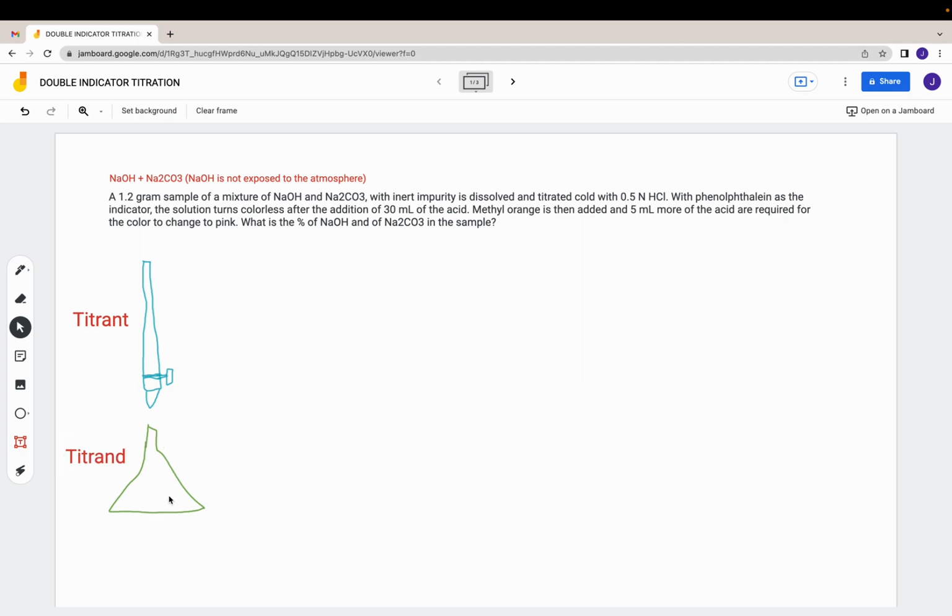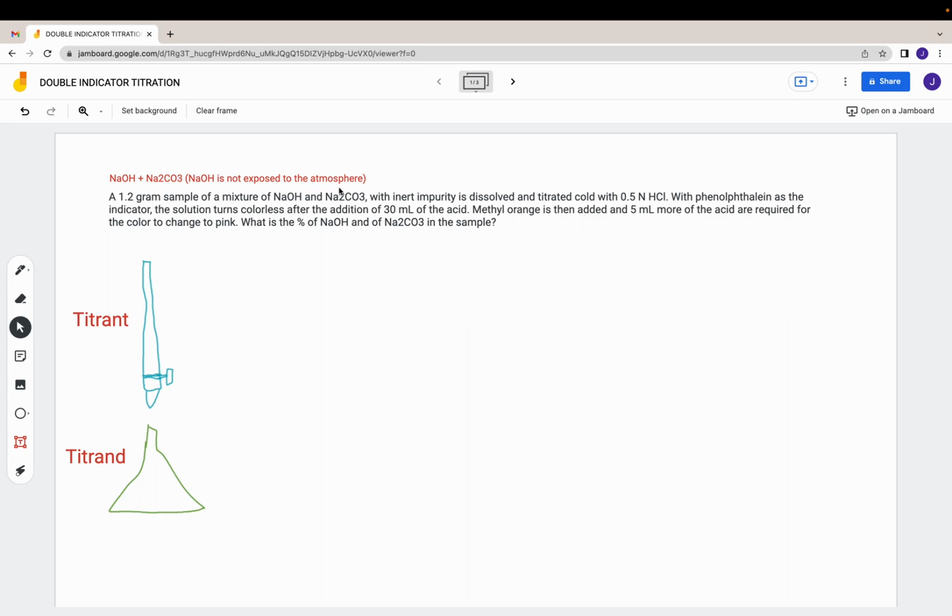Now, what really happens here is you are considering a special mixture of bases. Your sodium hydroxide is a strong base, and your sodium carbonate here is actually a weakly basic salt. So what is happening in the first scenario is we have this consideration: NaOH is not exposed to the atmosphere.